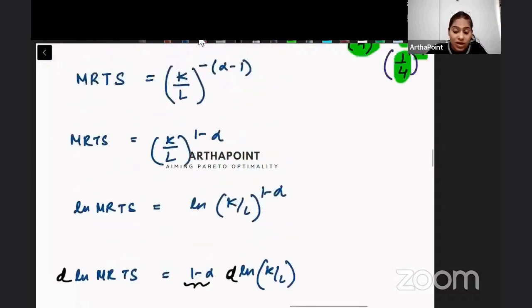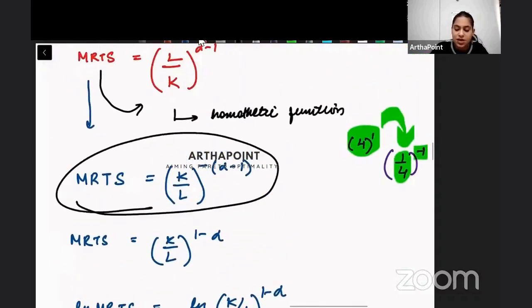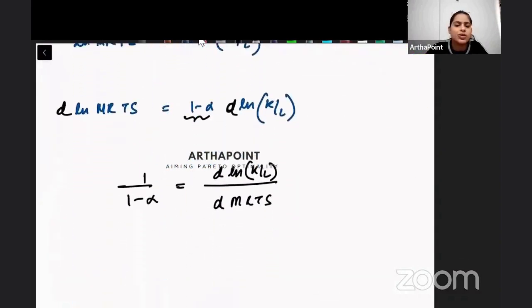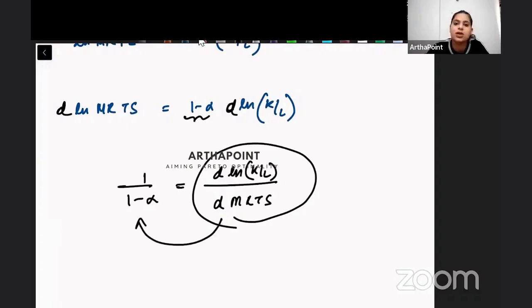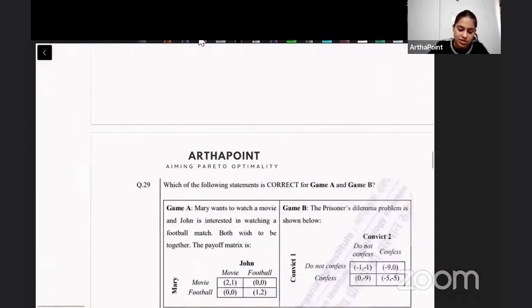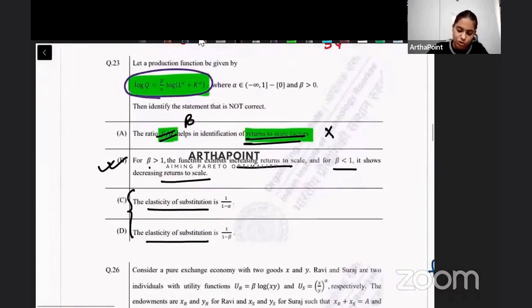Make sure that you only find MRTS. If this is homothetic, K by L comes from here, right? Why do I have to do d ln K by L separately? I will just apply log on both sides and do a differentiation on both sides. Actually, you don't really have to differentiate. Many students start differentiating MRTS by taking log. That will be very complicated. I just have to find this one. So the answer is 1 upon 1 minus alpha, which means this is correct and this is incorrect.